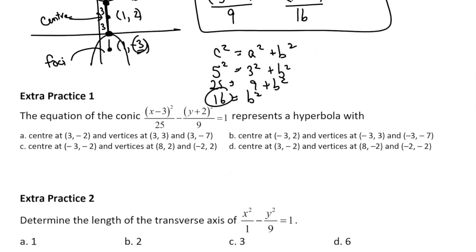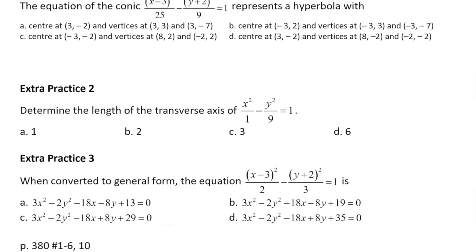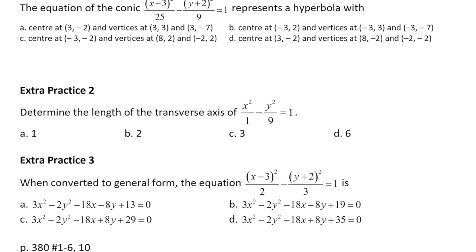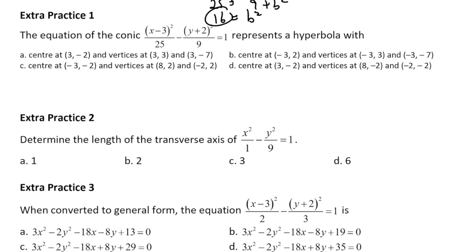Okay, let's look at a couple extra practice questions. Taking a look at what we have right here, I think most of these you could probably answer pretty quickly. The equation of the conic that represents a hyperbola with, well, if it has a center of (3, −2), which of these has a center of (3, −2)? It could be potentially D or potentially A.